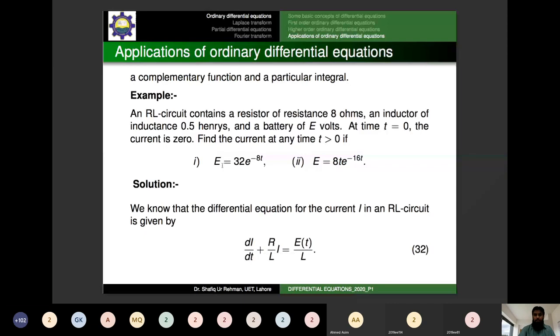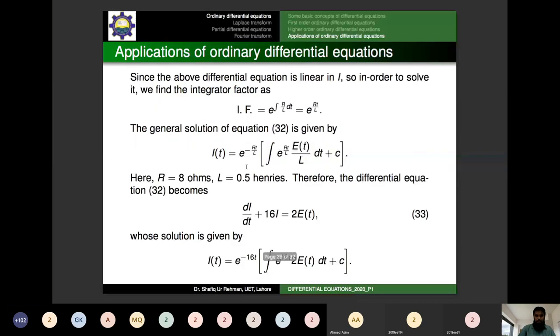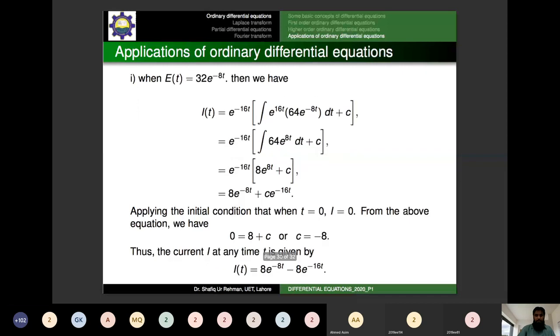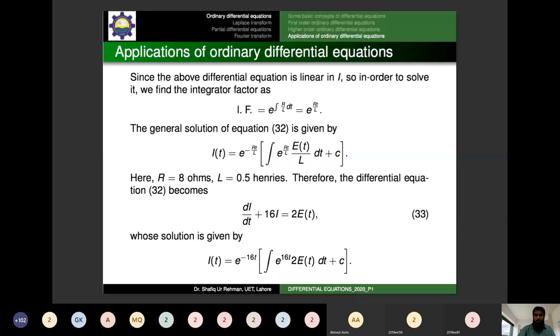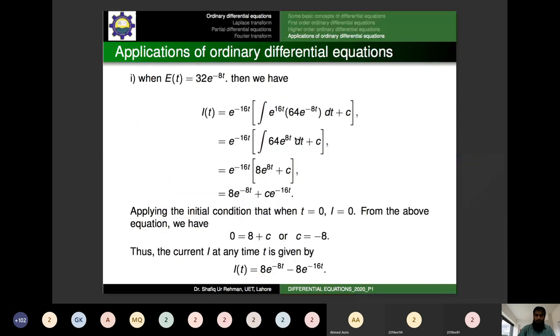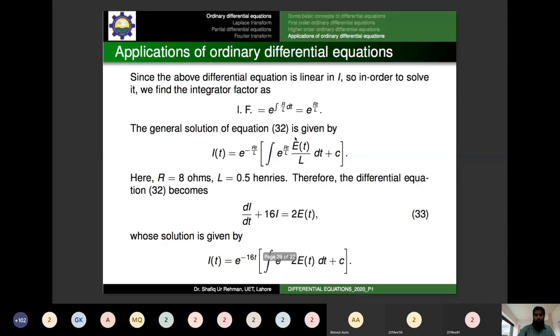So for example, we are looking for the first part, capital E. So we need to replace E, which is a function of t, remember? So 32 times e raised to power minus 8t. So plug in E of t, 32 times e raised to power minus 8t. So plug in over here. So 2 into 8 is going to be 16. Oh, it was 32, sorry. 32 times 2 will be equal to 64.